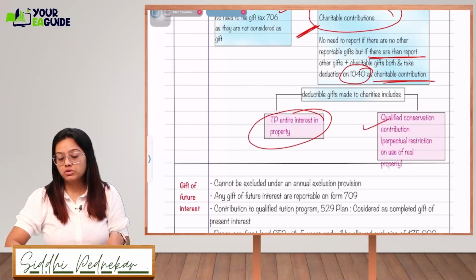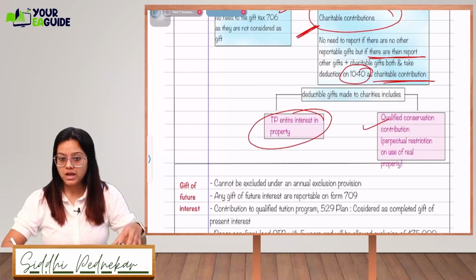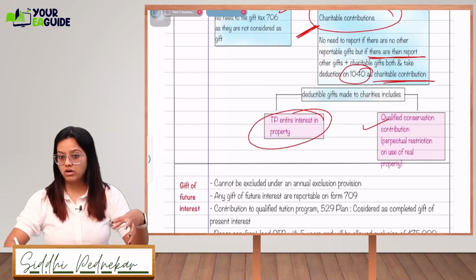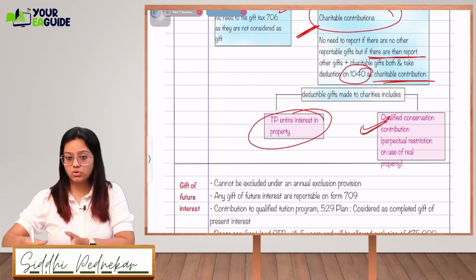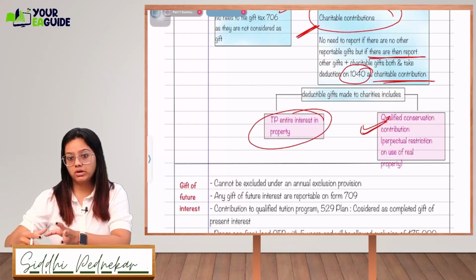Okay, deductible gifts made to the charitable organization will include the taxpayer's entire interest in the property, or a qualified conservation contribution program in which you have just put some amount in escrow, and later on you are going to make a whole contribution of the property. So this is about the escrow accumulation and then paying it for buying a particular property and then donating it as a gift.